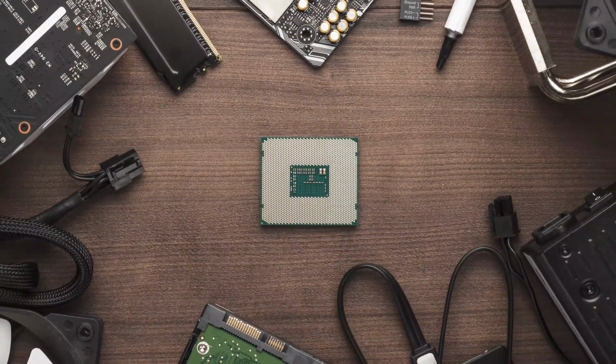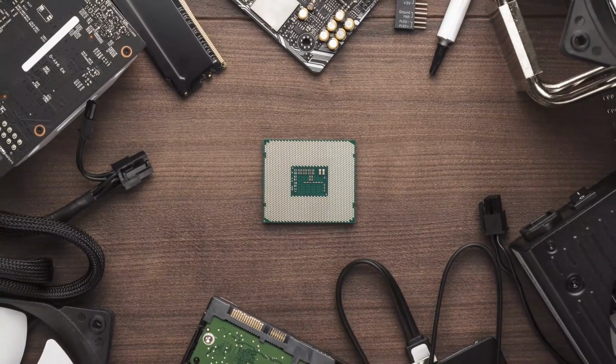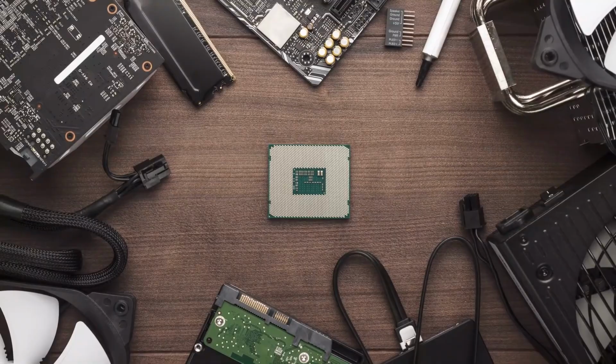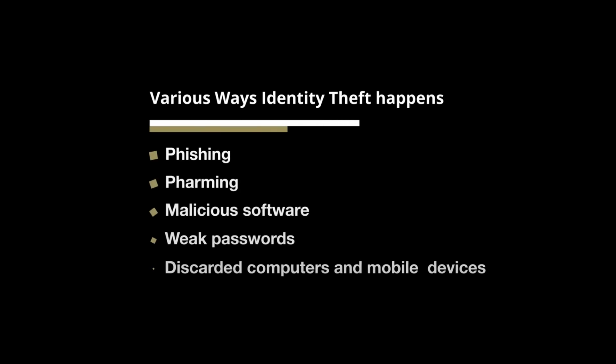Discarded computers or mobile devices are another weak point of how identity theft occurs. And how does it happen? When your machine is spoiled or outdated and you want to dispose of it, it's important that you wipe away all your personal identifiable information from that machine. If you do not do that, the attacker might easily get access to that information and use it against you. Those are the various ways identity theft happens.